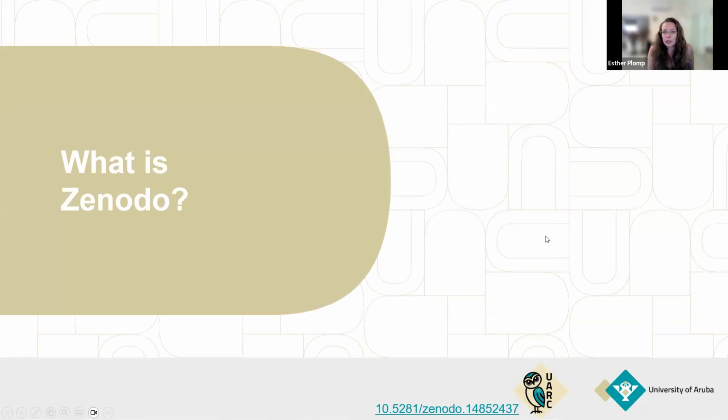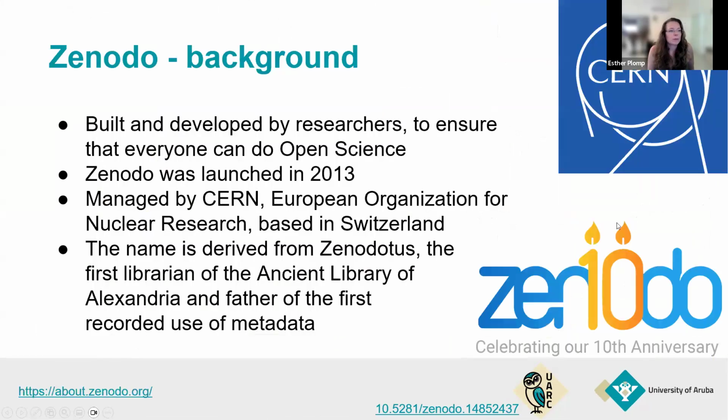Now I want to go into a little bit more about what is Zenodo. So Zenodo is built and developed by researchers, with the main aim to ensure that everyone can participate in open science. It was launched in 2013 already, so it recently had its 10th anniversary, which is why you see this nice logo with the candles on the slides. And it's managed by CERN, so I mentioned that before, which is the European Organization for Nuclear Research, and that institute is based in Switzerland, so Europe.